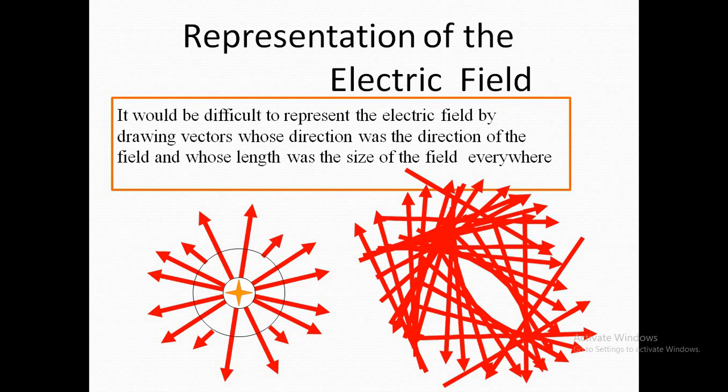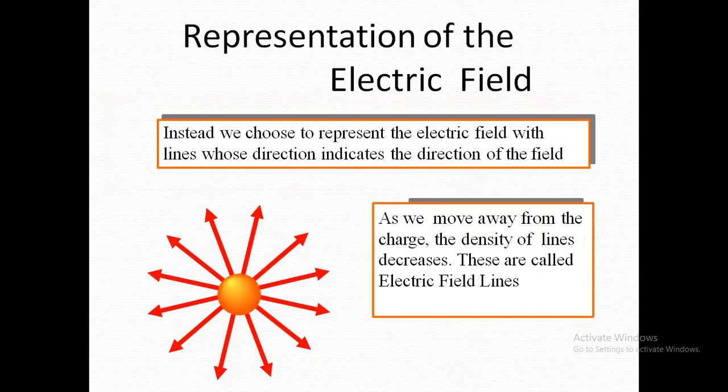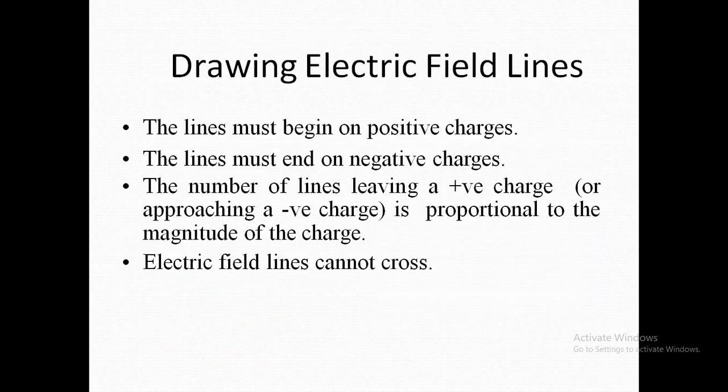Representation of electric field. It would be difficult to represent the electric field by drawing vectors whose direction was the direction of the field and whose length was the size of the field everywhere. Instead, we shall choose to represent the electric field with lines whose direction indicates the direction of the field, and as we move away from the charge, the density of the lines decreases. These are called electric field lines.